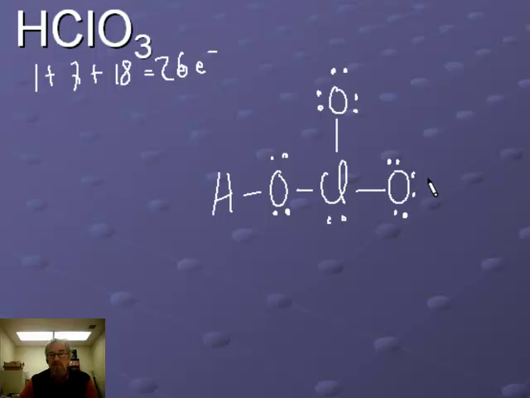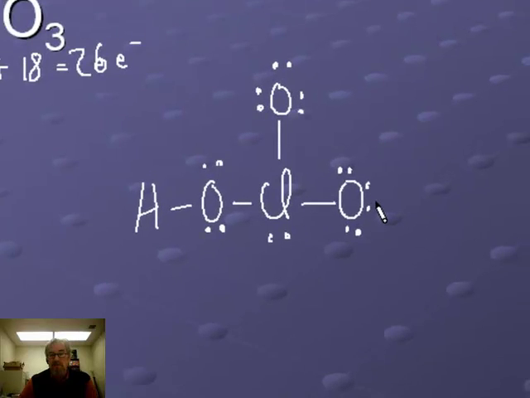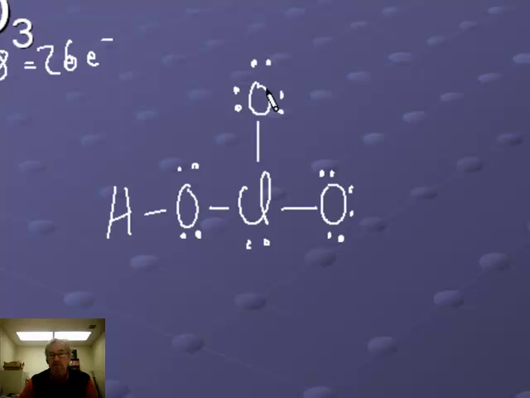Now, I'll count my number of electrons and make sure that it's 26. On this oxygen, I've got 6 in lone pairs. 6 here, that's 12. 2 from chlorine makes 14. 16 and 18 come from the oxygen lone pairs. And then I'll count up the electrons in the bonds. 20, 22, 24, 26. So this structure is correct.